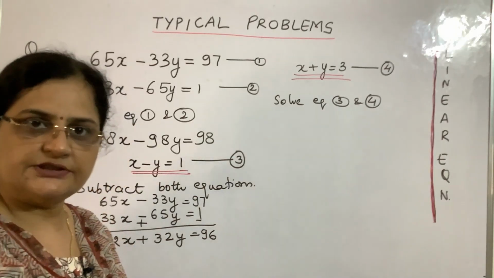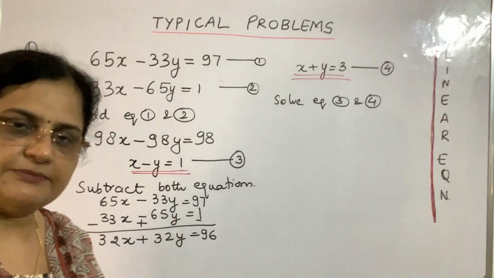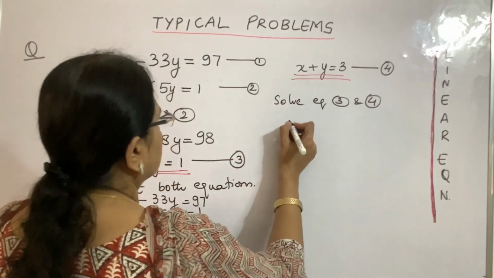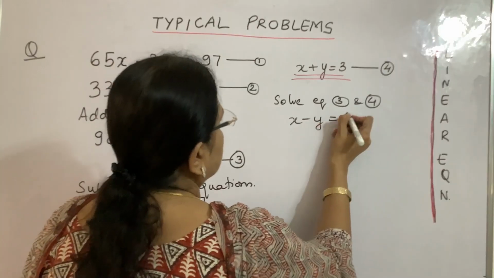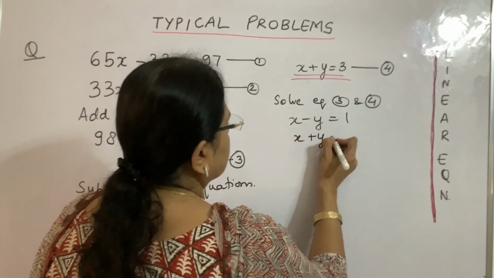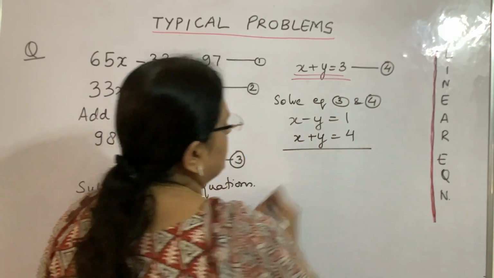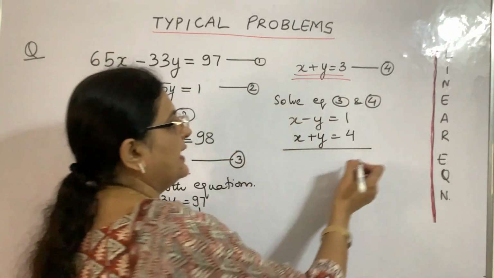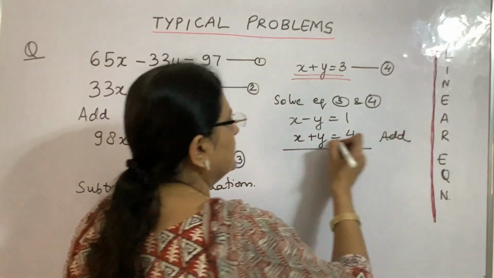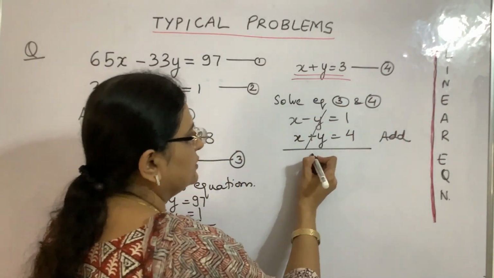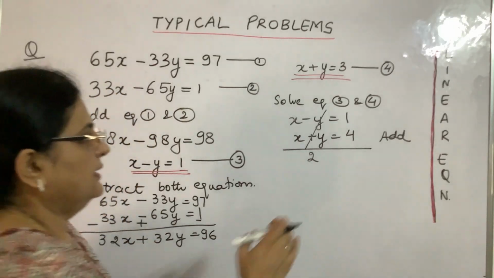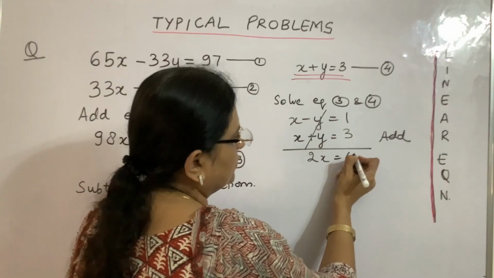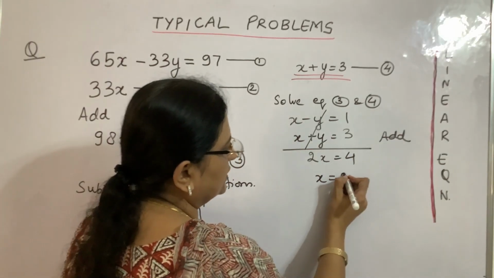We can use the elimination method if we want, or we can use the substitution method. Over here I am using the elimination method. So let us write down the equations: x minus y is equal to 1 and x plus y is equal to 3. Since the coefficients are equal but opposite in sign, let us add both these equations. On adding, this cancels out, so you are left with 2x is equal to 4, so x is equal to 2.